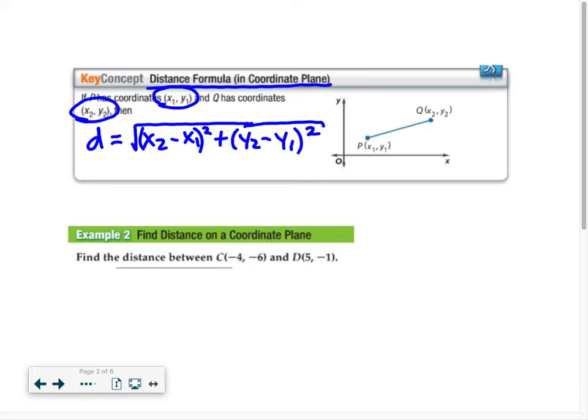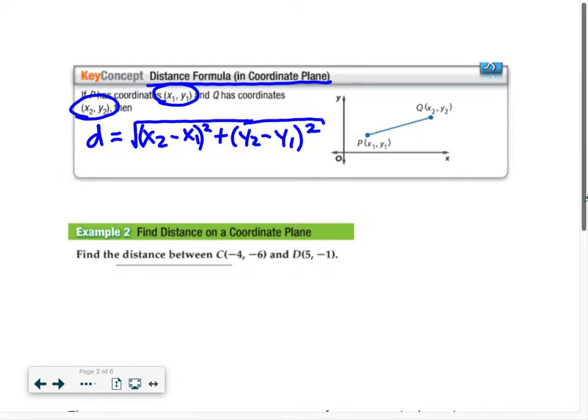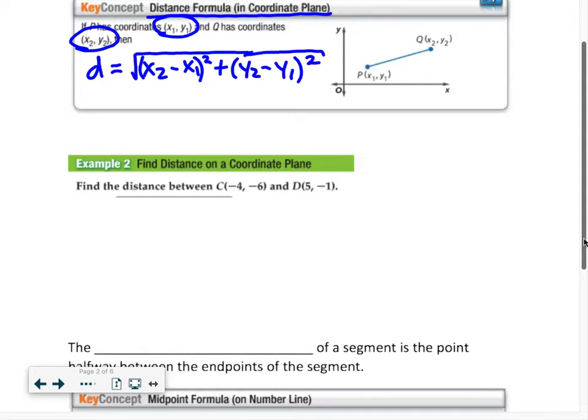So, find the distance on a coordinate plane. Find the distance between C, which is (-4, -6), and D, (5, -1). So again, one of these points is going to be x1, y1. The other point is going to be x2, y2. It doesn't matter which one you label. Very similar to when we use linear equations in Algebra 1. Okay, but let's find the distance of that.